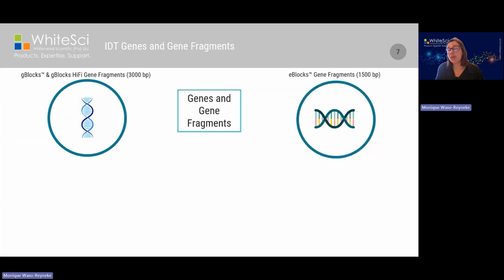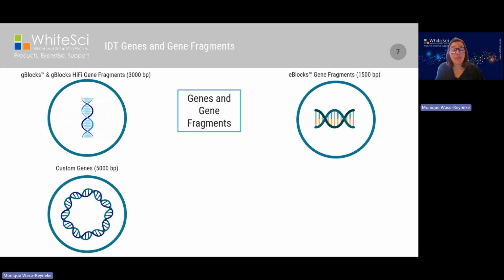Then we also have E-blocks. Our E-blocks are very similar to our G-blocks in that they are also double-stranded DNA fragments. However, we supply them in smaller amounts for quicker turnaround time, and they only go up to 1,500 base pairs. The E-blocks are ideal if you're looking for a more cost-effective solution, but also a higher throughput screening solution. So we generally offer these in plates. So if you want to screen a variety of gene fragments for different mutations, for example, this would be the product offering we would look at for you.